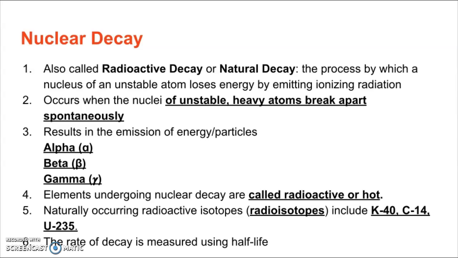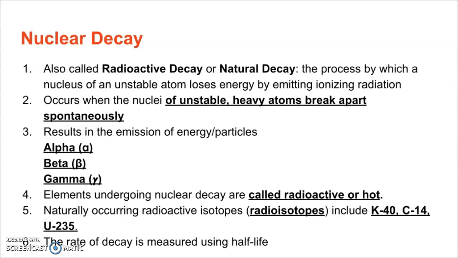So nuclear decay can also be called radioactive decay or natural decay. And the formal definition for all three of these, because they mean the same thing, is that it is the process by which a nucleus of an unstable atom loses energy, so it is giving off energy, by emitting ionizing radiation. Very formal words. We're going to break it down to have it make sense.